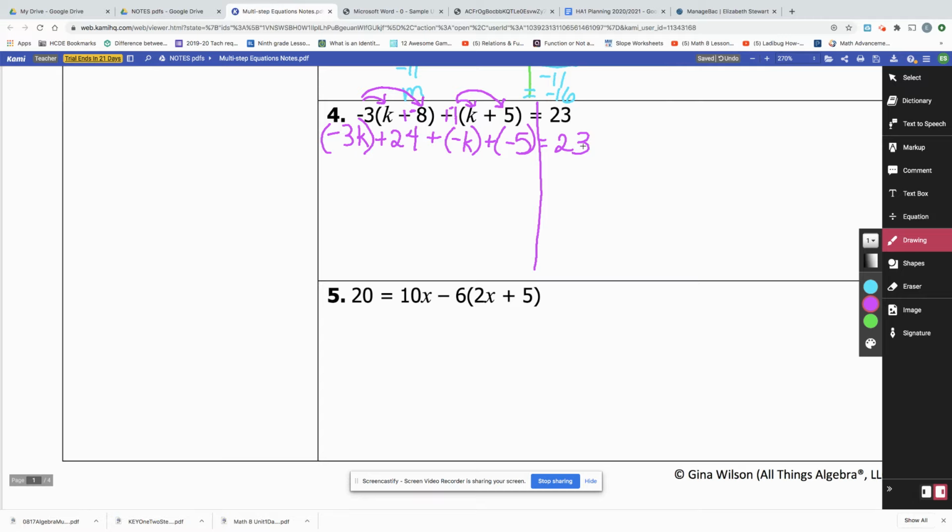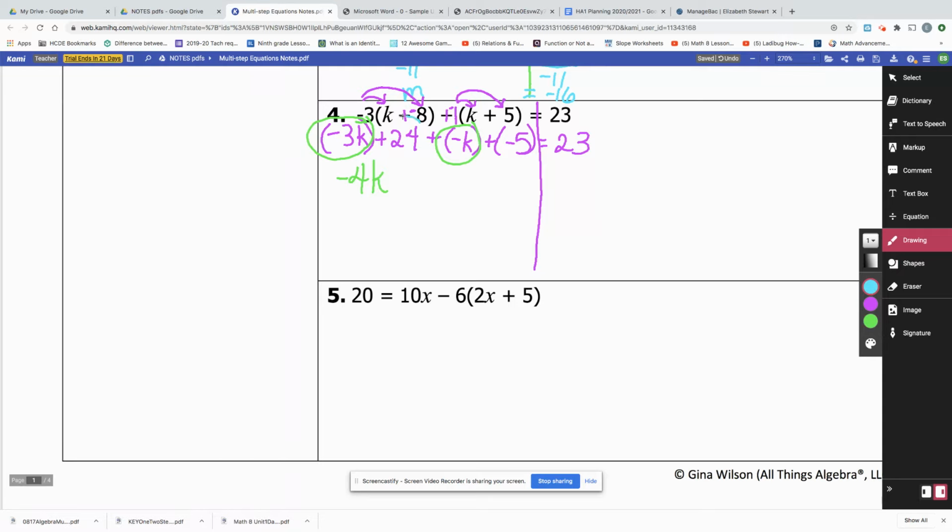So I notice on the right side, I have the term 23. It's a constant. On the left side, I've got like terms of negative 3k and negative k. I can use the commutative property with 24 and negative k, and then I would combine the negative 3k and the negative k into a negative 4k.